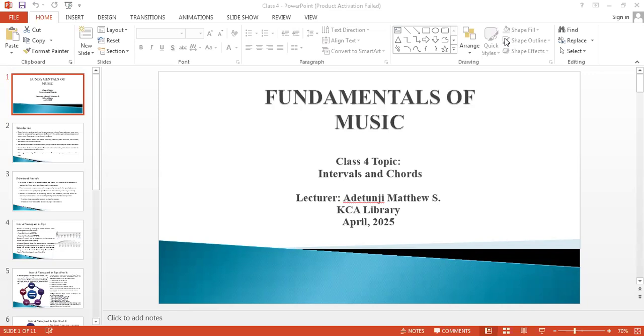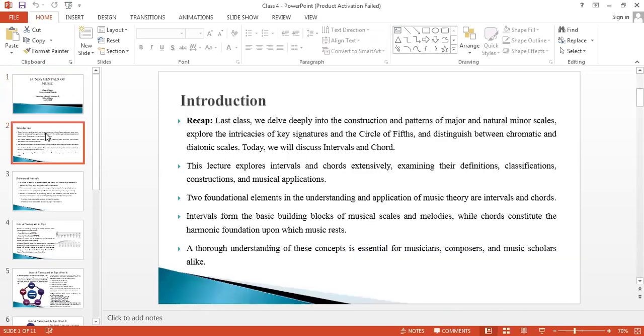And last week we were able to look into the core understanding of scales and key signature. We delved deeply into the construction and patterns of major and minor scale. We also explored the intricacies of key signatures and the circle of fifths and distinguished between chromatic and diatonic scale. Today, we will look further into intervals and chord.